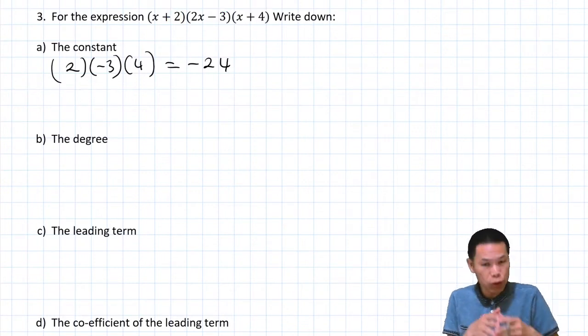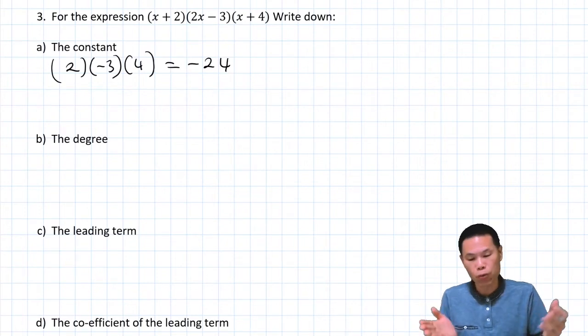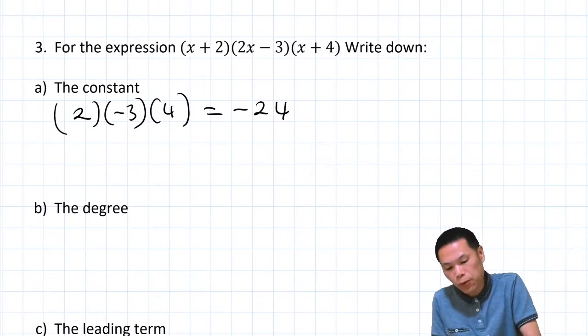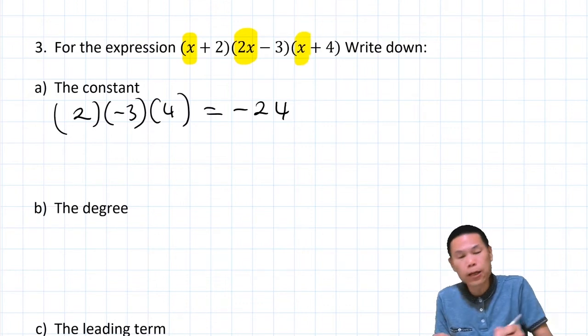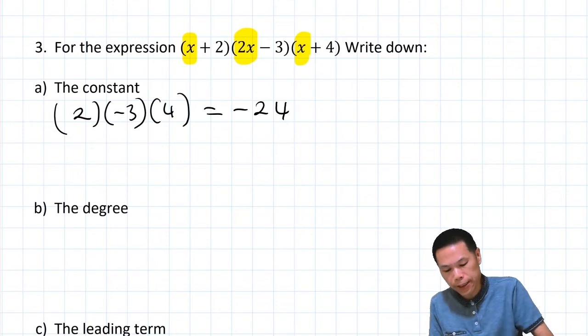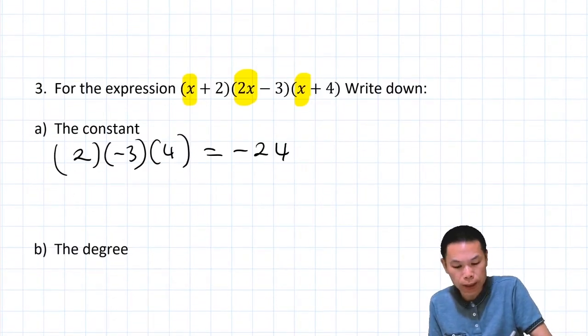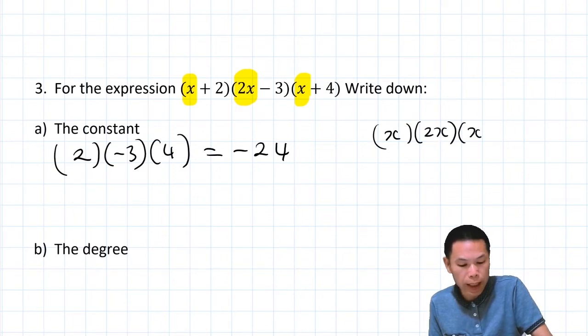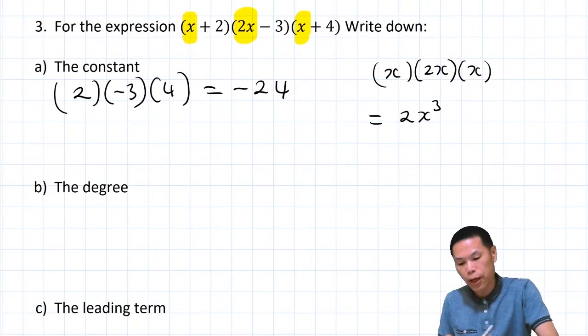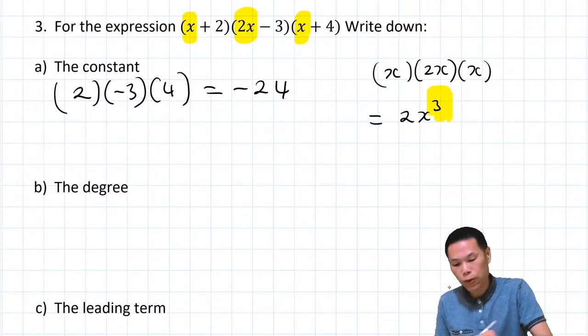Before we answer part B, just work out the leading term first. So we can see it from there. Let's focus on this. The leading term of the first one is x, and the second one is 2x, and the third one is x. So we just times them together, okay? That will give me the leading term. So the leading term is x times 2x times x. That gives me 2x to the power 3. That is the leading term. So therefore, the degree is 3.